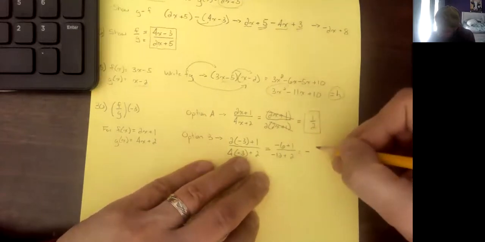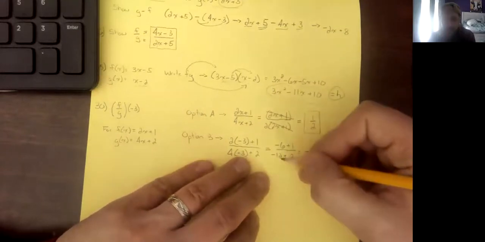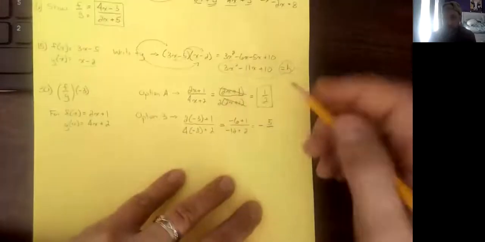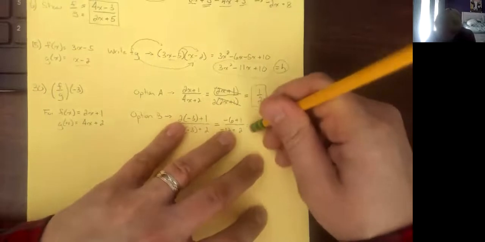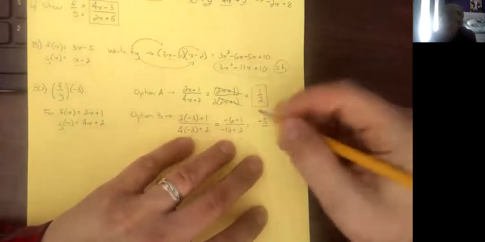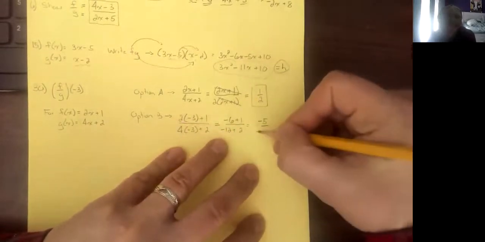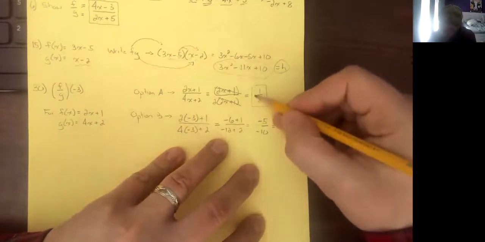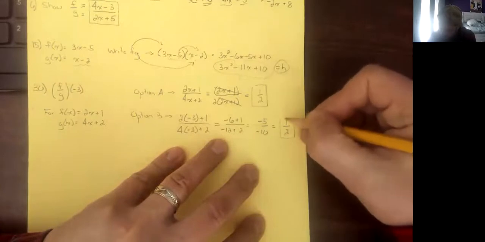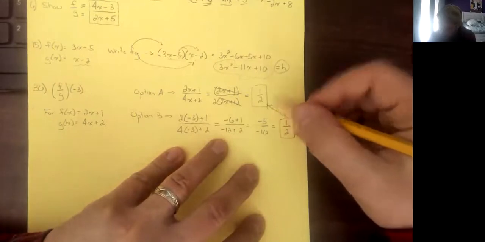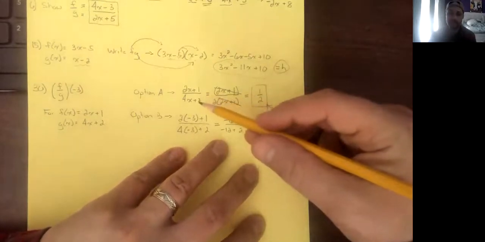So I get a -5, and I got to make sure we can see it. I have a -5 on top. I should write that with it. That's better. And a -10 on the bottom. My answer is positive. 5 goes into 10 2 times. It's the same answer. This was a heck of a lot easier.